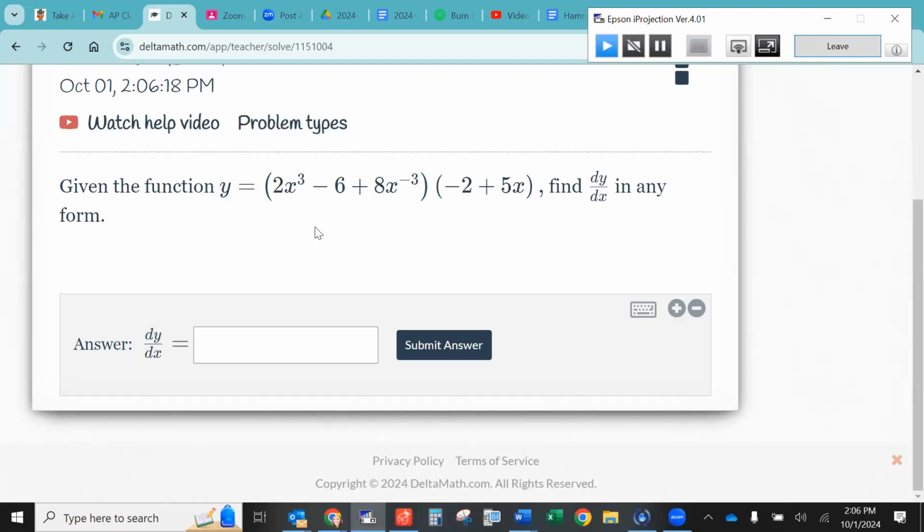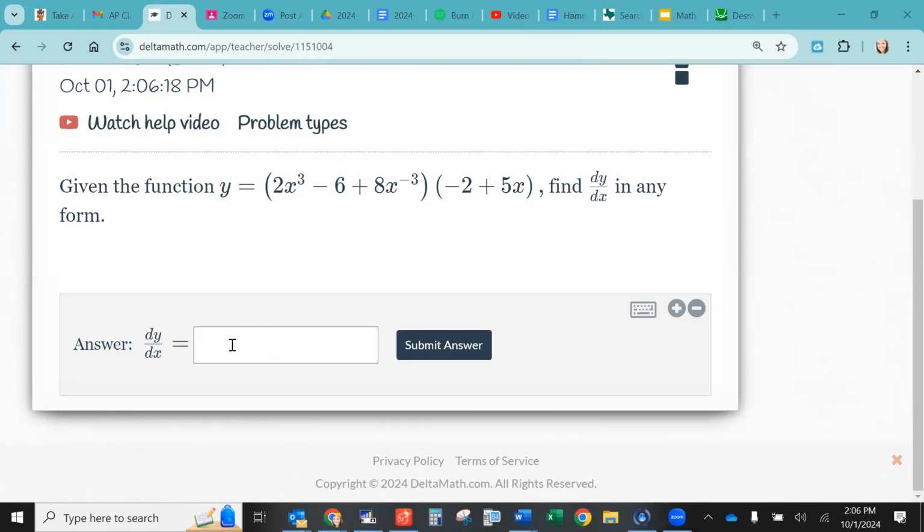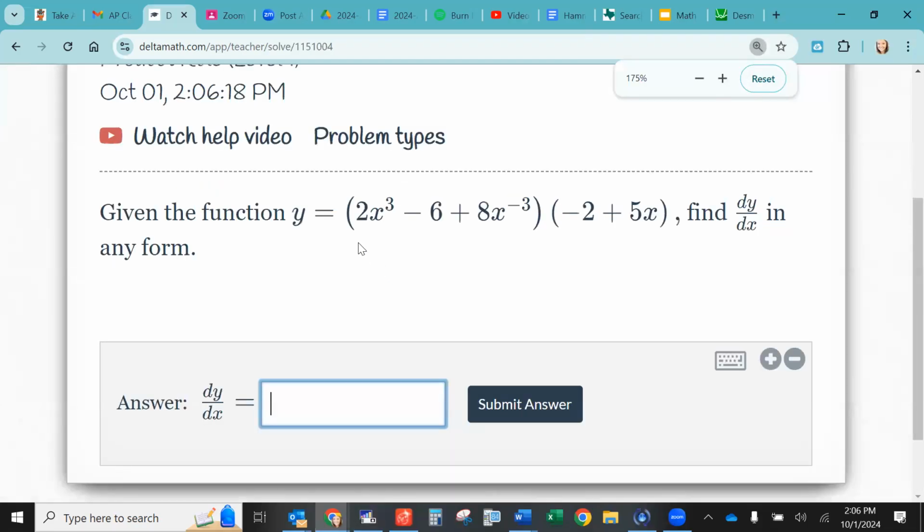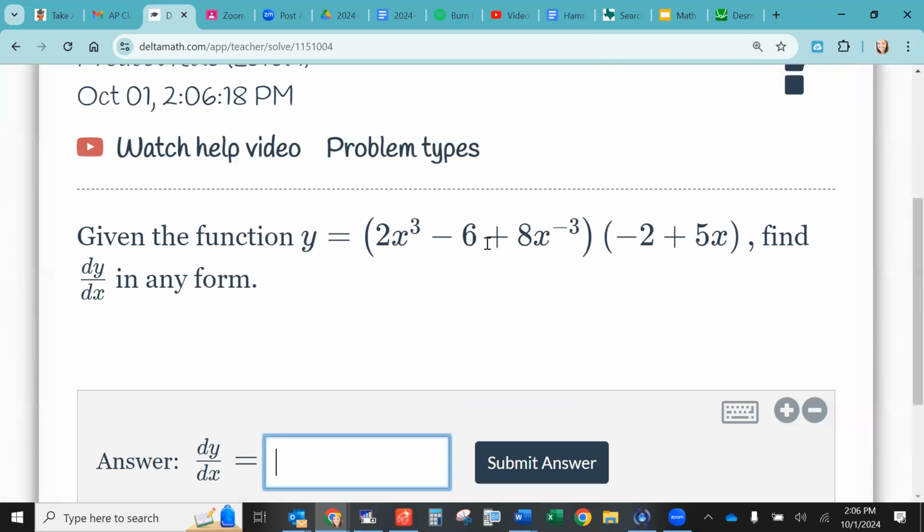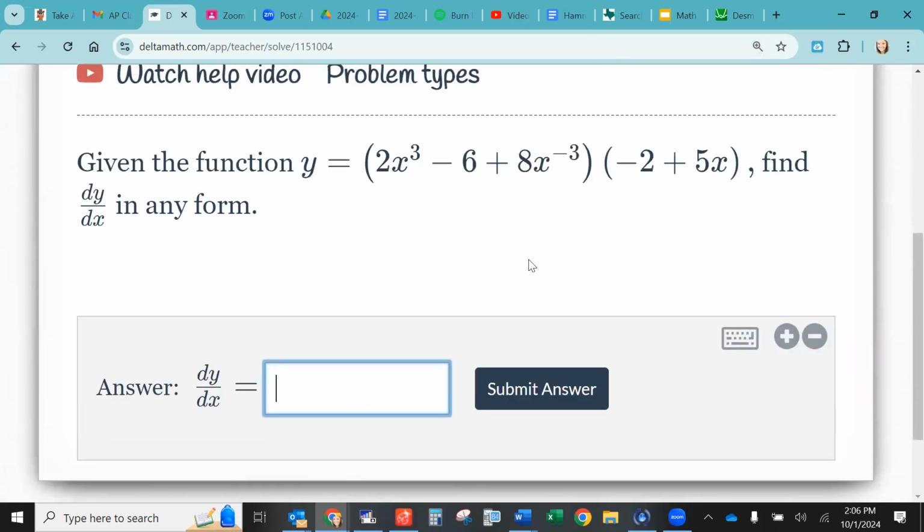Okay, real quick, let's take a look at this question because I don't want you to do stuff that you don't have to do. When you write it down on your paper, you are going to take the derivatives just like we did. But then you're not going to actually times it all the way out, because remember what I said, Delta Math will count these right.